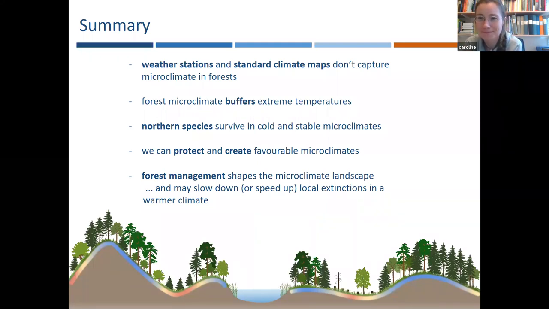Gotcha. The predictions, at least for Sweden, are also that the extreme temperatures increase. So you have stronger fluctuations. You have more of those heat waves, for example. So it is extra important to keep a continuous forest layer. That's my perspective, at least.